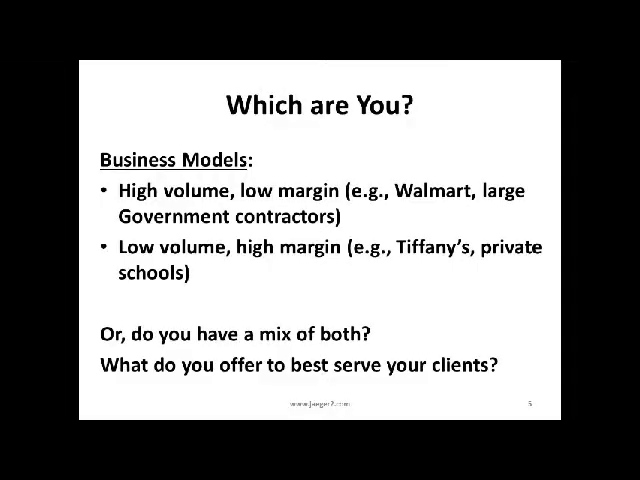So let's talk a little bit about business models. In general, there are two different kinds of business models. You're either a high volume producer with a low margin, and these would be folks like Walmart, large government contractors. A lot of them only have a fee of about 8% or so. And that's not a huge margin to be operating under, but they have $25 million contracts or $200 million contracts. So they're generating a lot of money at that fee rate.